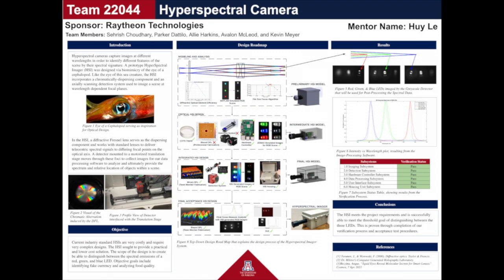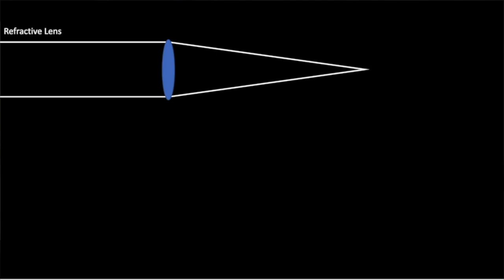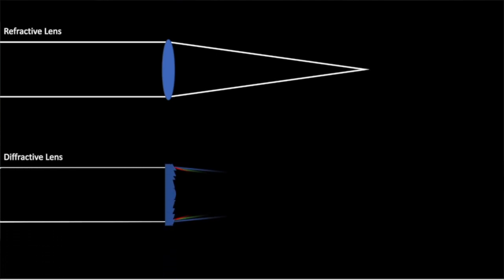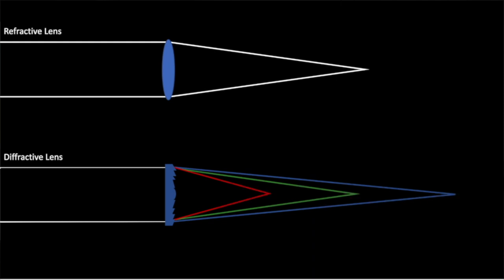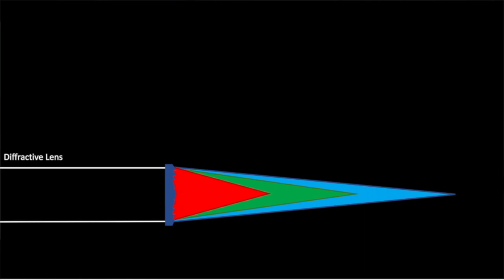In addition, we set an objective goal to apply the device to use cases such as identifying fake currency and analyzing food quality. Typical cameras use a refractive lens. This lens intakes white light and focuses the light to one spot on the optical axis. Our hyperspectral imager uses a diffractive Fresnel lens to intake white light and chromatically separates the different wavelengths to different positions on the optical axis, called the focal planes.